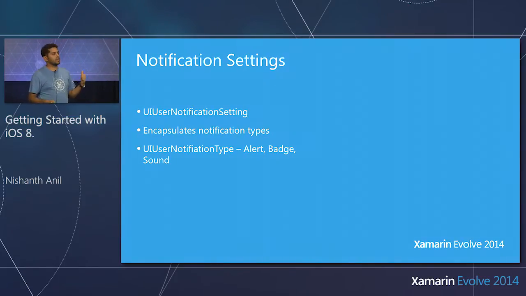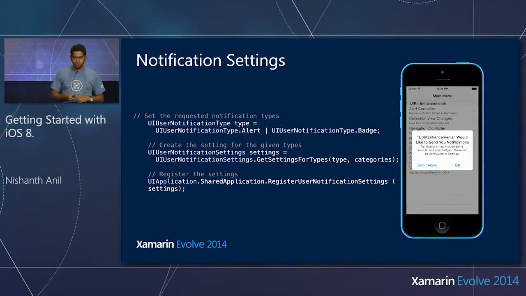So starting iOS 8, you should be using this notification setting. And you have this option called UIUserNotificationType, where you can set, do you want an alert, badge, sound, all the three, some of them, you can all set it in the notification setting. Now, here's how you do it.